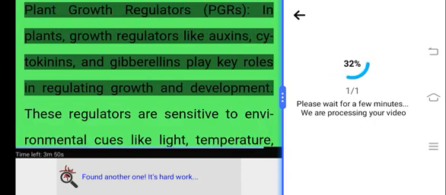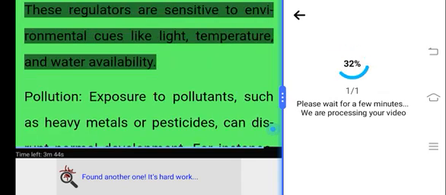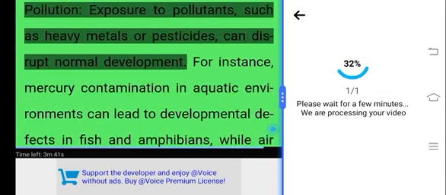Plant growth regulators (PGRs). In plants, growth regulators like auxins, cytokinins, and gibberellins play key roles in regulating growth and development. These regulators are sensitive to environmental cues like light, temperature, and water availability.